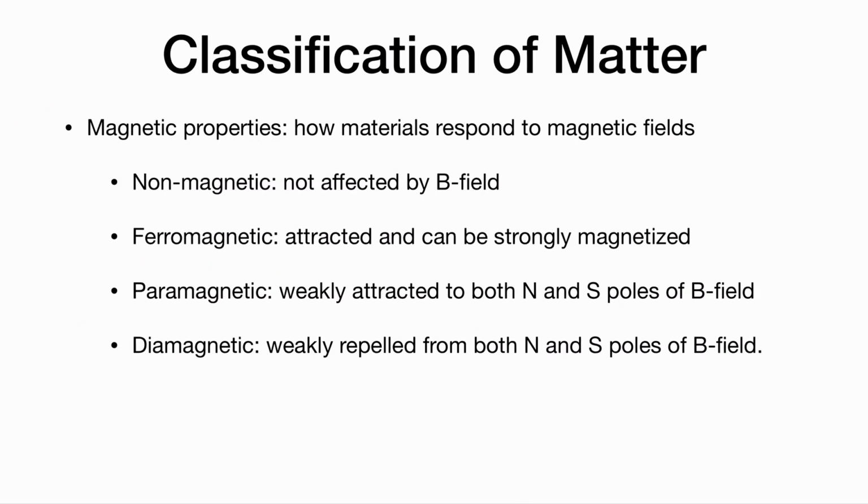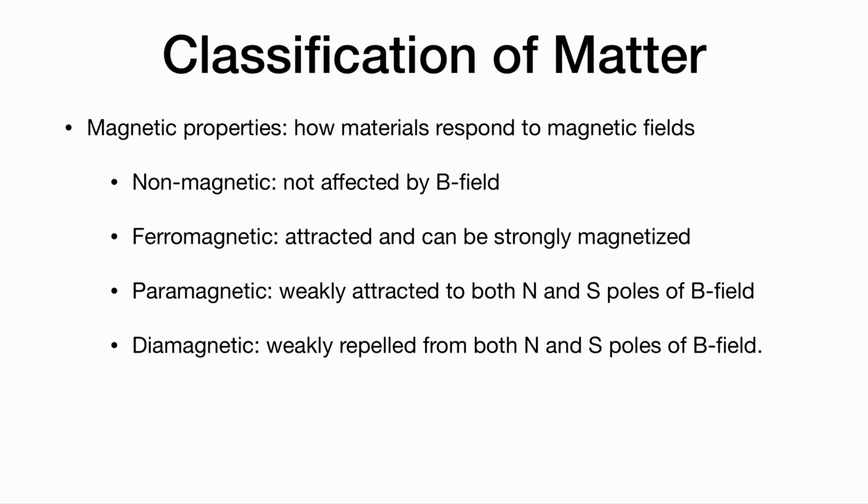Now, before we get into the details of solid-state physics, it's good for us to understand what we mean by solid-state physics. Matter is typically classified in different ways. Particularly, one of the ways we classify matter is by how it responds to different stimuli. We can classify matter by considering its magnetic behaviors when you expose it to magnetic fields.